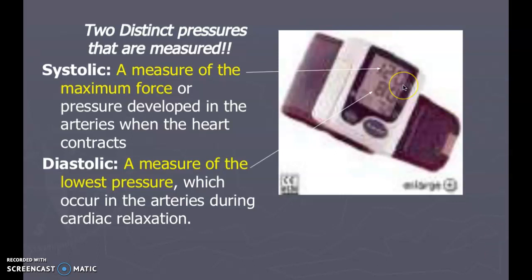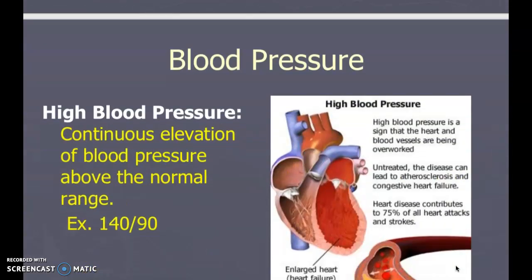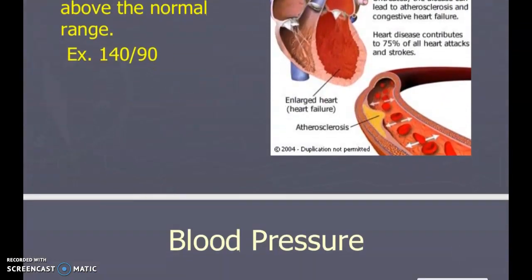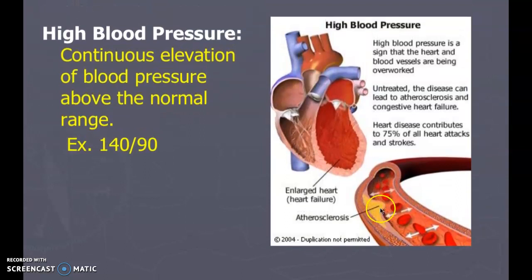Now, your normal blood pressure is supposed to be about 120/80, and the top number is your systolic number and the bottom number is your diastolic number. And a way to keep that blood pressure down is exercise and a healthy diet, not eating high fatty foods.